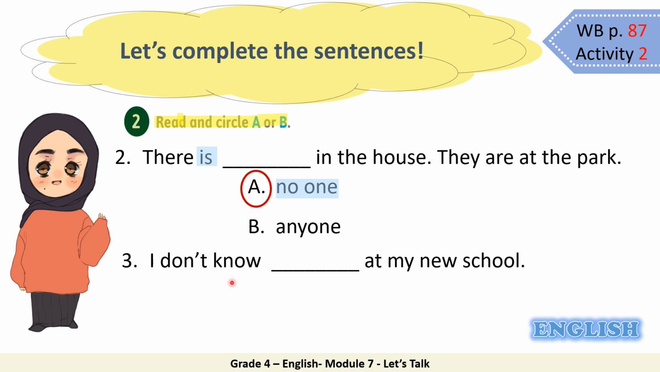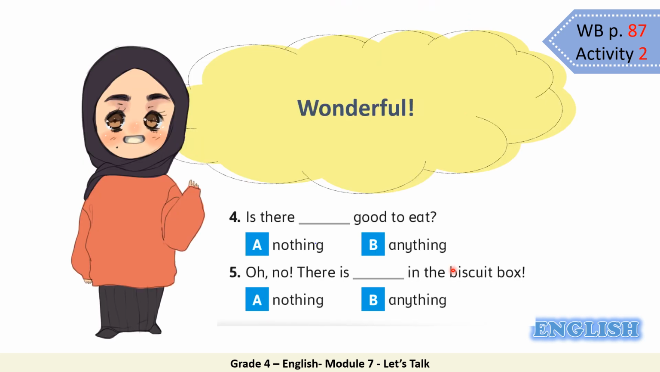I don't know blank at my new school. What do you think the answer should be? No one or anyone? Actually, I have the verb in the negative form here, and this is why I should use anyone. The answer should be I don't know anyone at my new school. Wonderful job for answering number 2 and 3 correctly. This means you can do number 4 and 5 on your own.